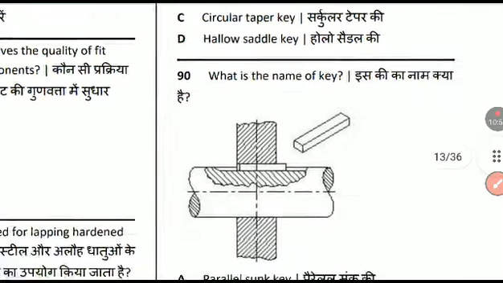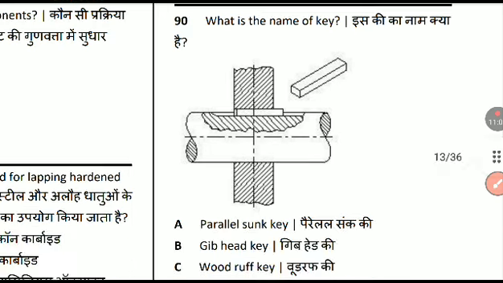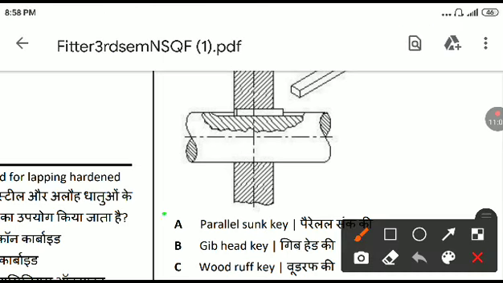90. What is the name of key? Parallel sunk key. Option A answer, parallel sunk key.